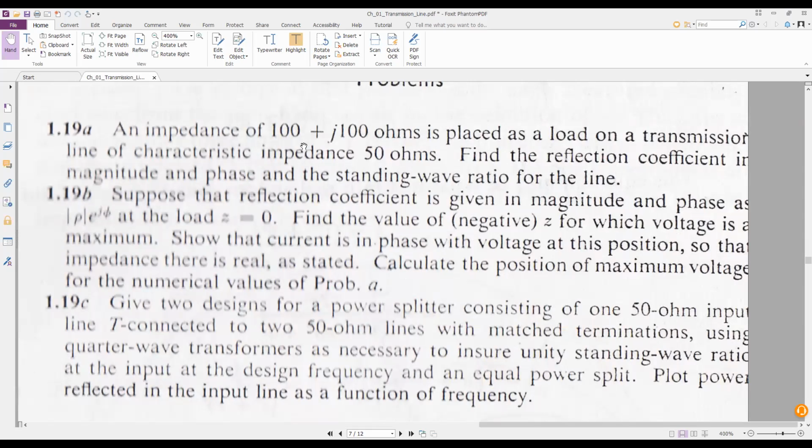Let's see. An impedance of 100 plus J100 ohms is placed as a load on a transmission line of characteristic impedance 50 ohms. Find the reflection coefficient in magnitude and phase and the standing wave ratio for the line. So can you solve it? I think you can solve it. First problem.